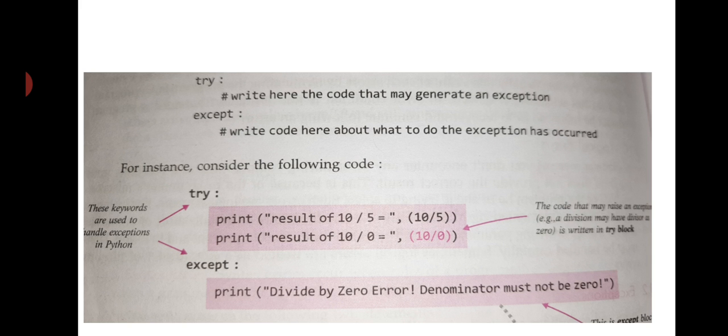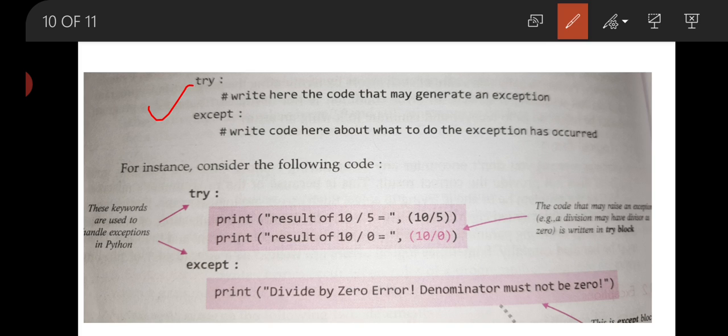Now see it with an example. In try, write the code that may generate an exception; in except, write code about what to do when the exception has occurred. Here we have written two statements in the try block: print result of 10 divided by 5 equal to 10 divided by 5, and print result of 10 divided by 0 equal to 10 divided by 0. This line raises a zero division error. Now we have put the except clause here: print divided by 0 error, denominator must not be 0. We give the message to the user that the denominator must not be 0, so don't put 0 as a denominator in the program. This is your except block, and this is your try block.